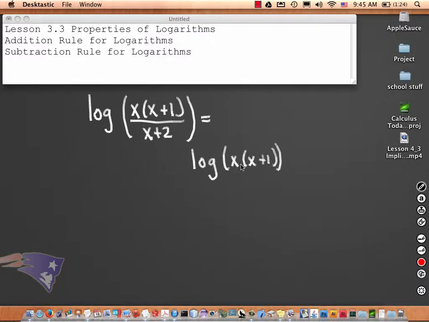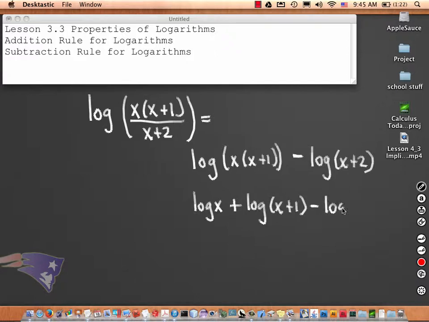So log of x times x plus 1 minus what? Log of x plus 2. But then Abby already saw that this was a product. So this will expand as log of x plus log of x plus 1 minus log of x plus 2. And that's as far as we can take it. Can't take that one any further.